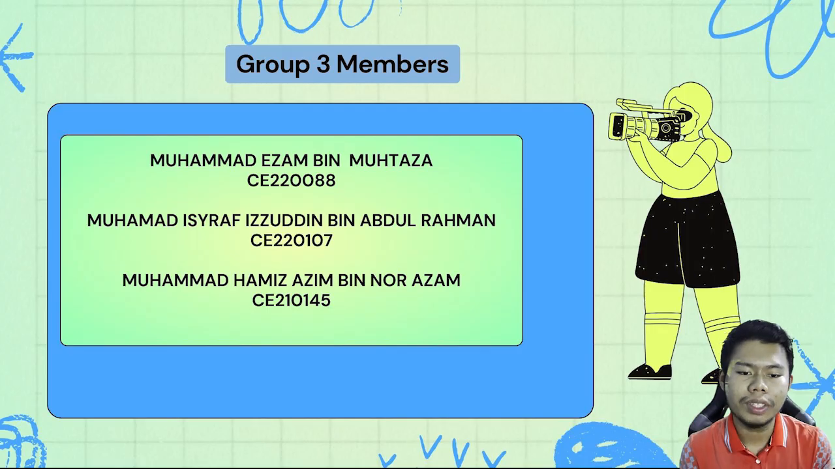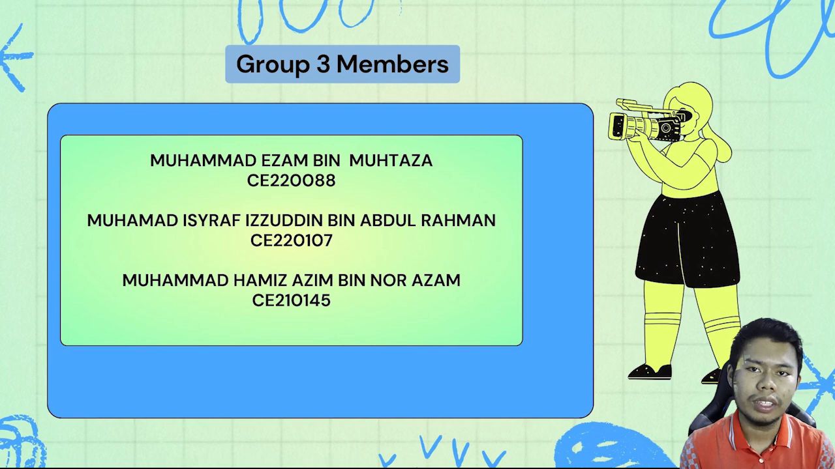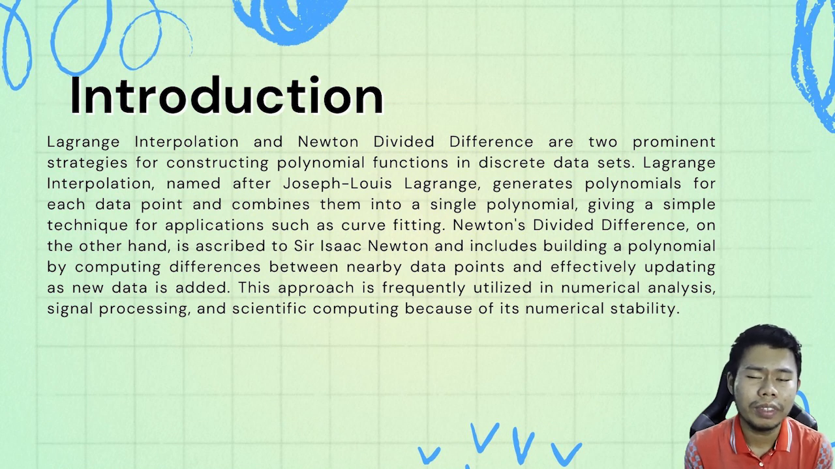First is Muhammad Israf Izzuddin bin Abdul Rahman. Second, Muhammad Izam bin Muhtazah. And the last one, myself, Muhammad Naim Shazim bin Nur Azam. I will present the introduction of this project.